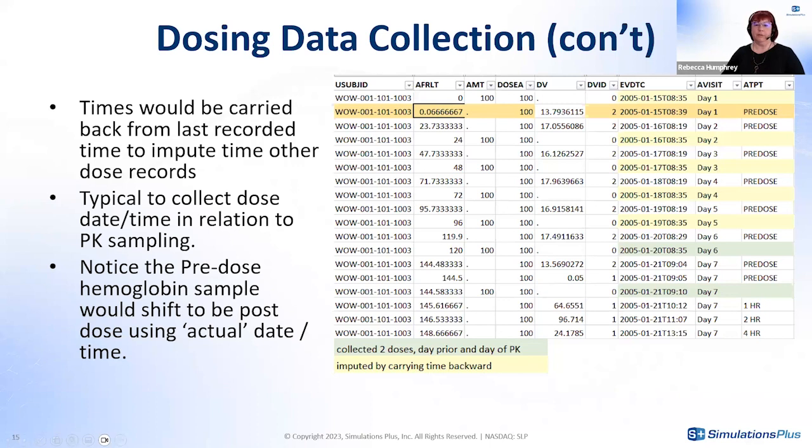Such anomalies would need to be reviewed and discussed with your analyst, and then a solution would need to be discussed and documented as well. If times are going to be adjusted to have your analysis data set represent the actual data, then it's preferable to adjust the imputed times and not the actual times. In this case, this imputed time of the first dose could be adjusted so that the first dose did get sorted after the pre-dose hemoglobin sample.